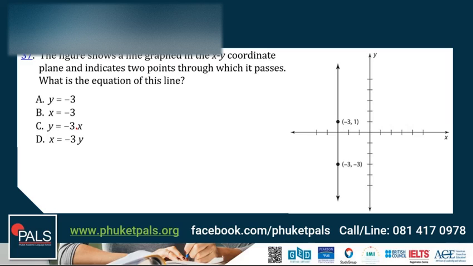37. The figure shows a line graph in the XY coordinate plane and indicates 2 points through which it passes. What is the equation of this line? Now, there are 2 special cases for a line graph. If the line graph is a vertical line, then the equation is x equals the x-intercept. So the x-intercept here is -3, so therefore x is equal to -3. So the equation is x equals -3, letter B.